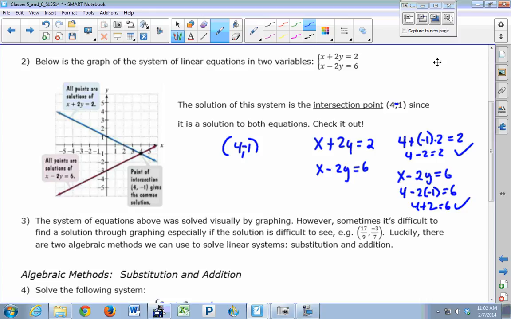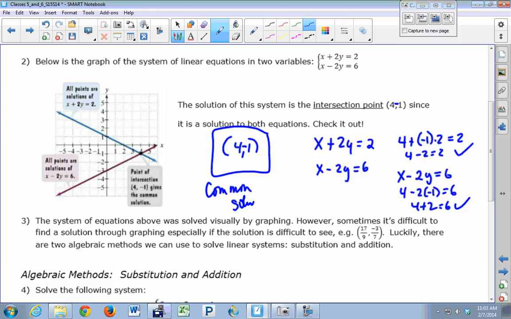They both work, okay? So when you find a solution to a system, it's not just x equals a number or y equals a number. It's actually an ordered pair, so you have to solve for both your x value and your y value. So anytime you solve a system, you're looking for an ordered pair. That's the solution. This is your common solution.